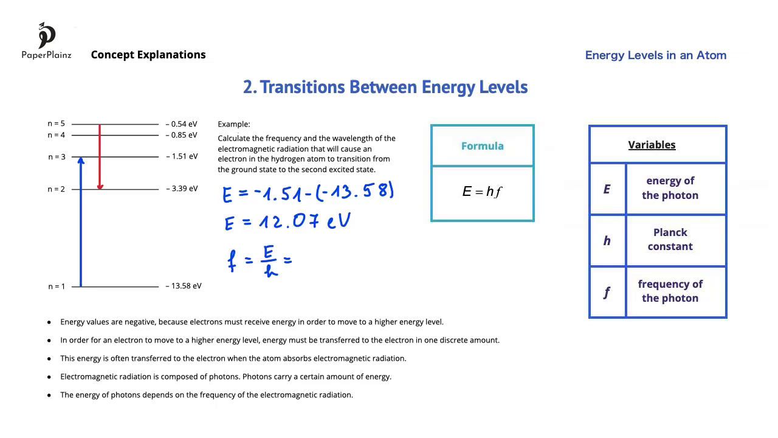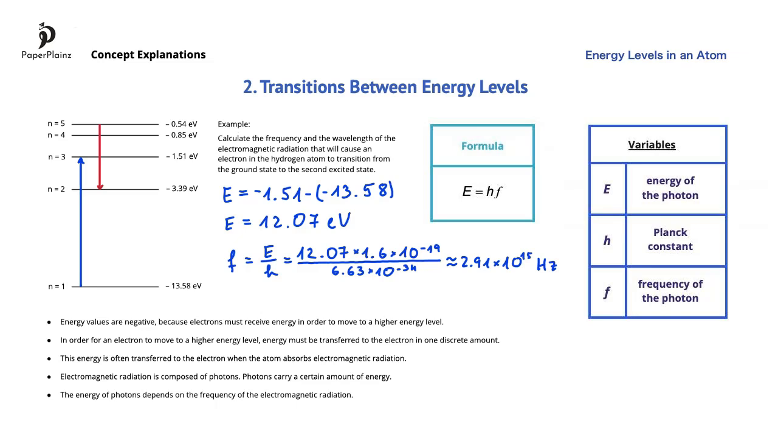A common mistake that people make in this calculation is that they forget to convert the energy value from electron volts to joules. To make this conversion, we need to multiply the electron volt value, so 12.07, by 1.6 times 10 to the power of negative 19, which is the value of the elementary charge, so the charge of an electron. This is then divided by Planck's constant, so by 6.63 times 10 to the power of negative 34. The result of this calculation is approximately 2.91 times 10 to the power of 15 Hz.